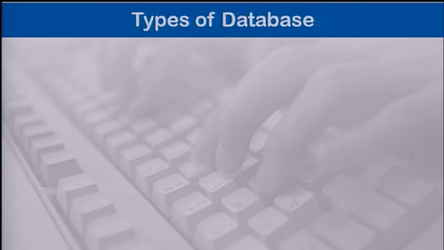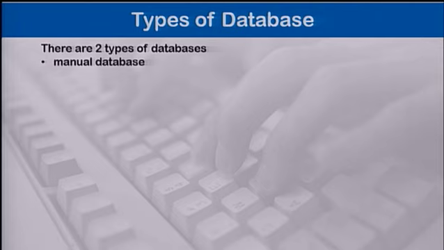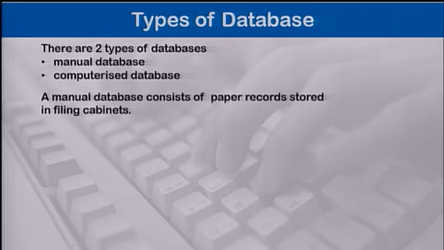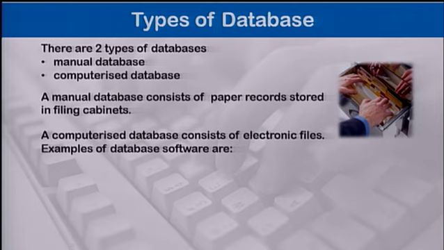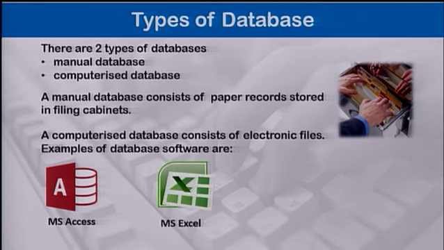After having studied the basic structure of a database, let us see the types of databases. There are 2 types of databases: manual database and computerized database. A manual database consists of paper records stored in filing cabinets. A computerized database consists of electronic files. Examples of database software are Microsoft Access, Microsoft Excel, and MySQL.